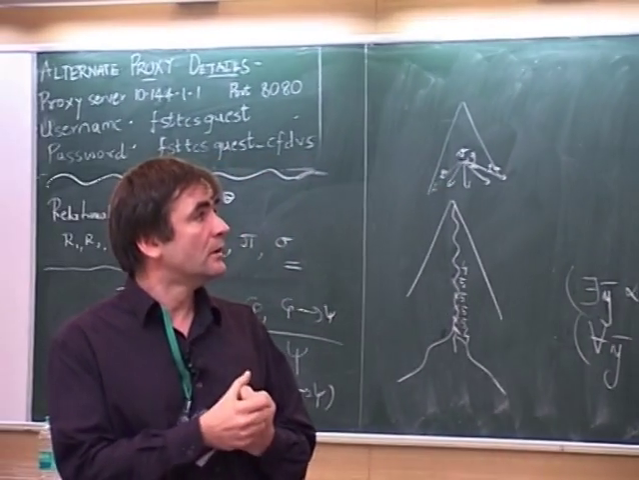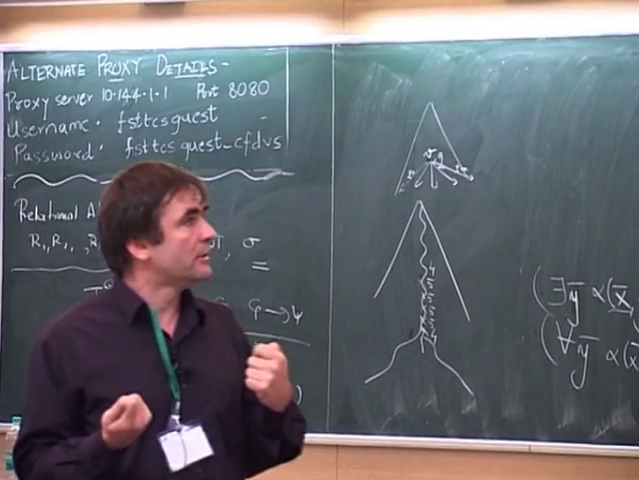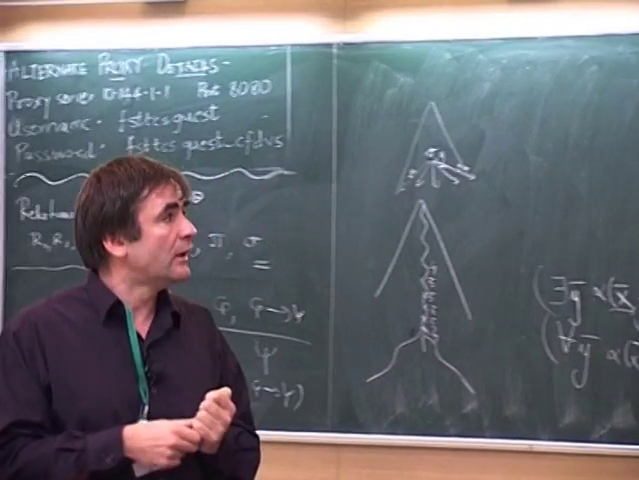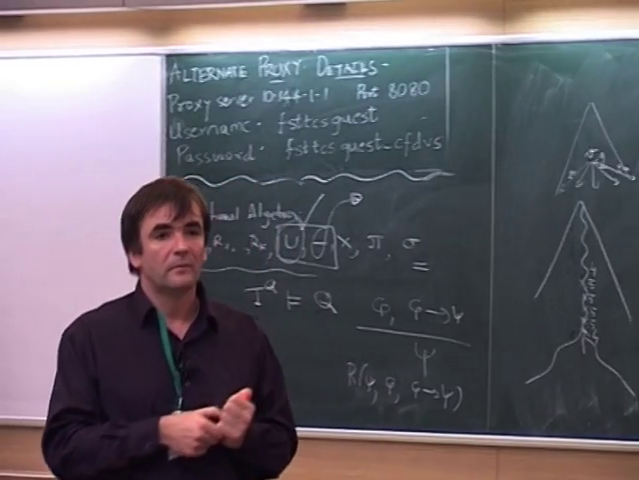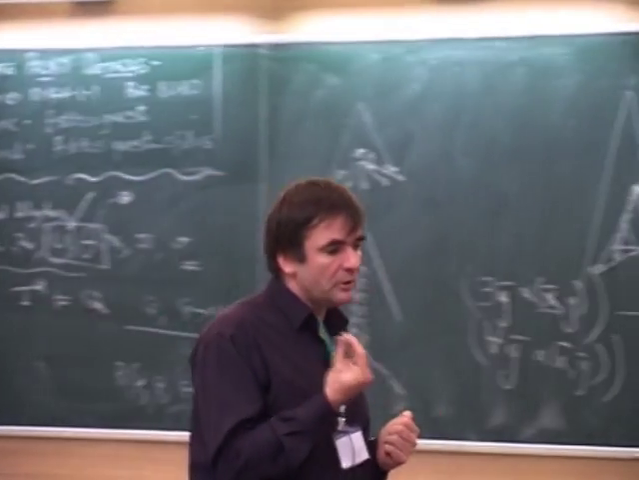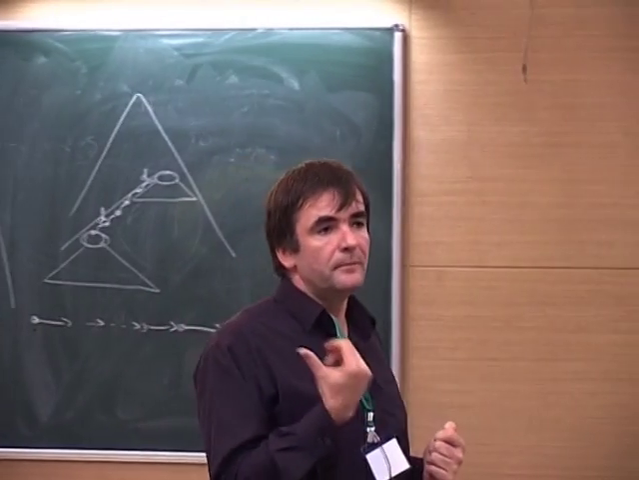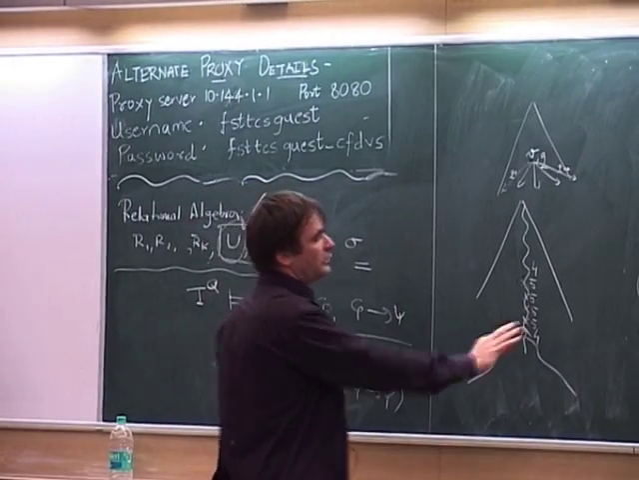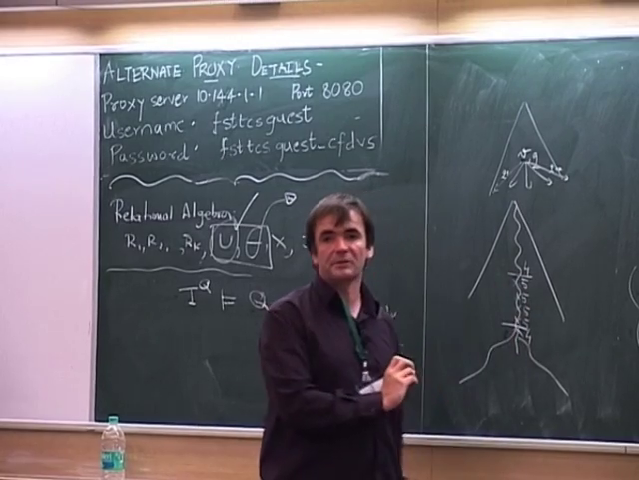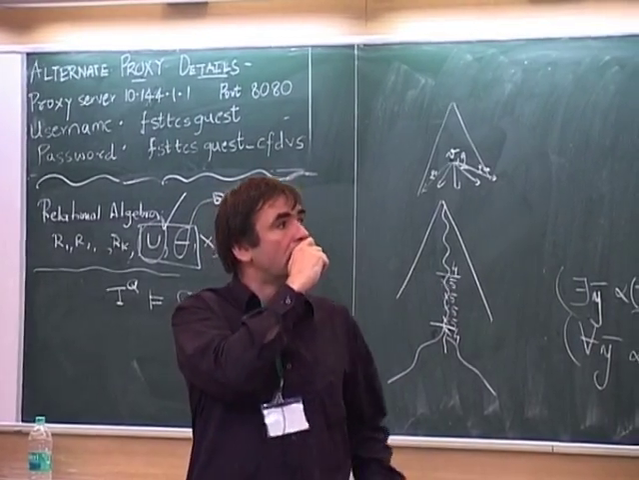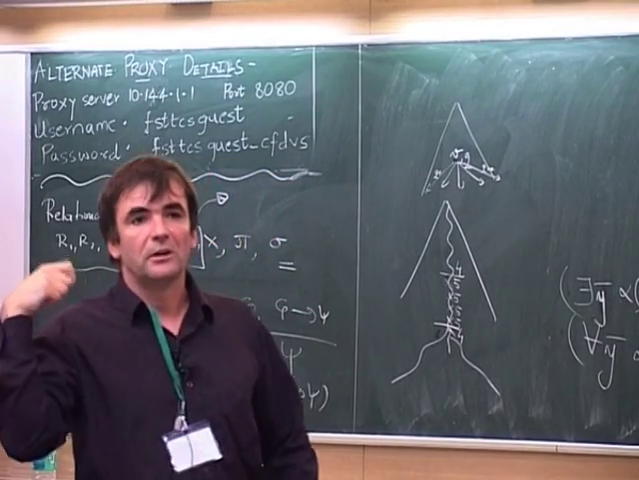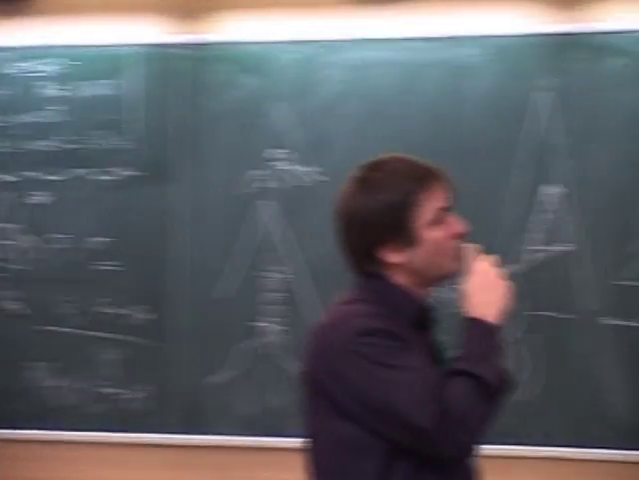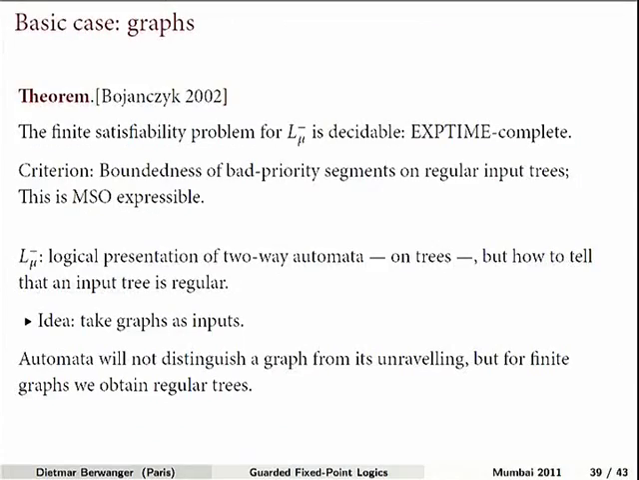Now, the criterion that tells us whether we deal with something that corresponds to a finite structure or not is that if you work on the unraveling of a finite model, then the bad times are bounded. So there is a uniform bound over all the paths of how long the bad segments are. And as long as we know that we are talking about regular runs, this will be something we can express in MSO. Now, again, regularity we cannot check.